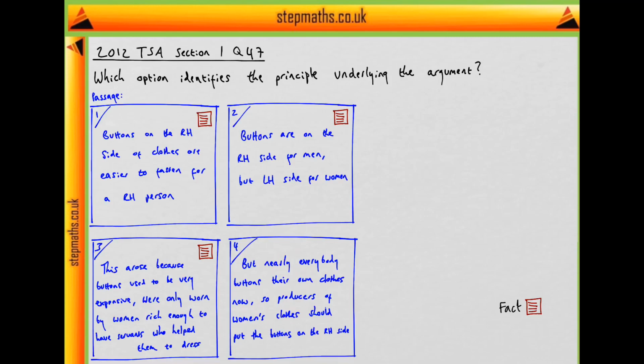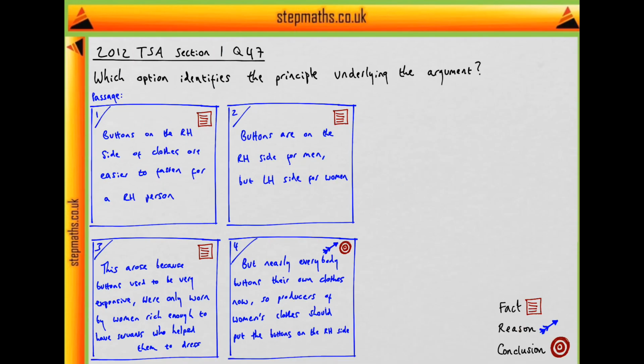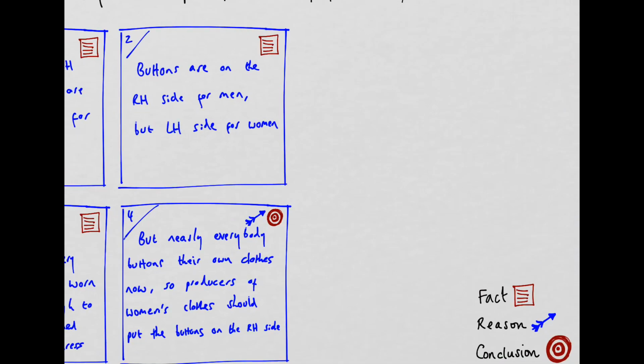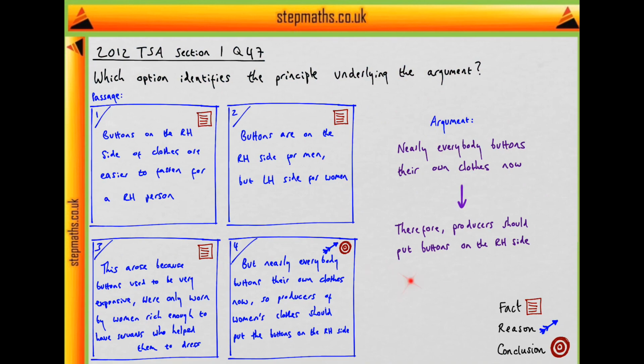Here we have a conclusion, indicated by "so," and then a reason which comes before this conclusion. So sentence 4 seems to contain the entirety of the argument. And what is sentence 4 saying? Well, it looks to be saying something like this. Nearly everyone buttons their own clothes now, forgive the misspelling, and therefore producers should put buttons on the right-hand side of clothes. So that's our argument.